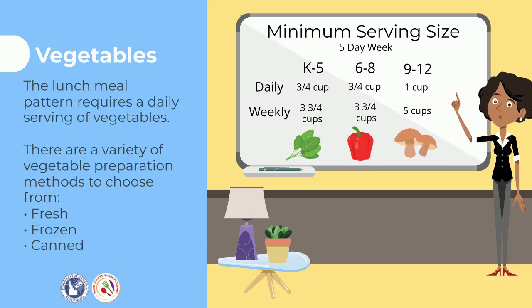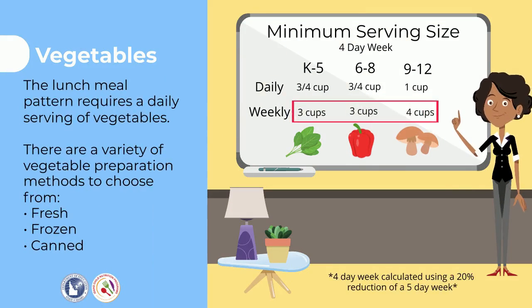Over the course of the week, grades K through 5 and 6 through 8 should have 3 3/4 cups vegetables, and grades 9 through 12 should have 5 cups. For a 4-day week, the weekly requirement decreases. For grades K through 5 and 6 through 8, the weekly requirement is 3 cups. For grades 9 through 12, the weekly requirement is 4 cups.